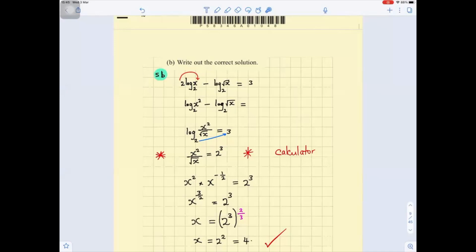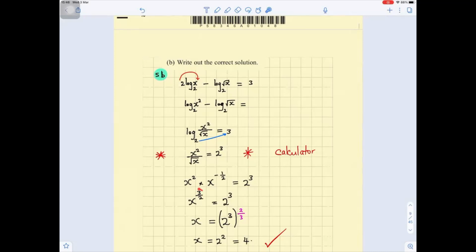So x squared divided by square root of x, you can write it as x squared times x to the minus a half, because the x to the square root of x comes to the top, the numerator part, and then it becomes minus a half. So that means 2 minus a half. 2 minus a half gives you 1.5, which is 3 over 2, is equal to 2 cubed.